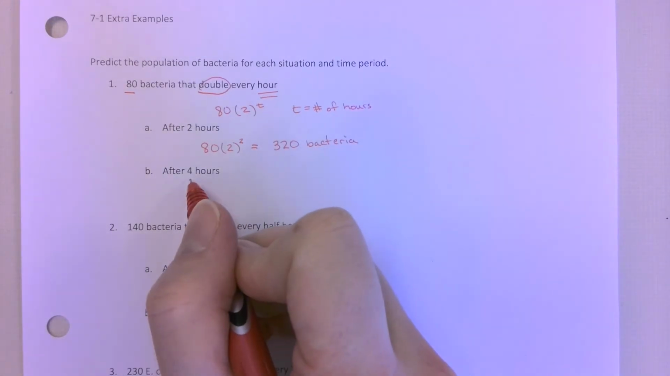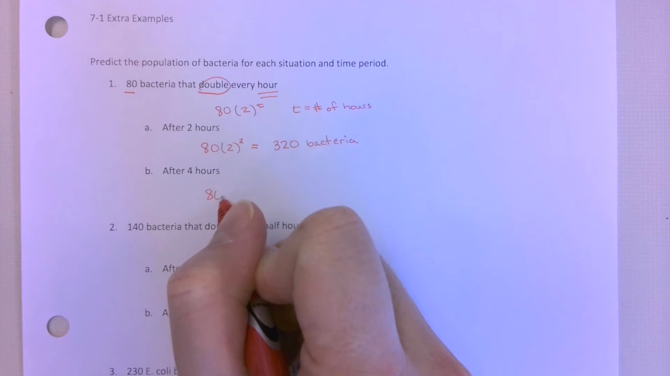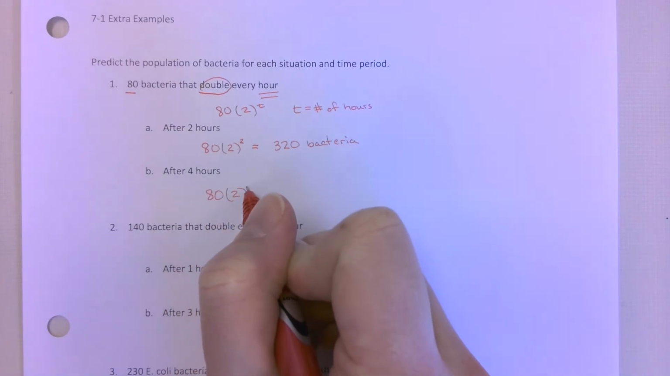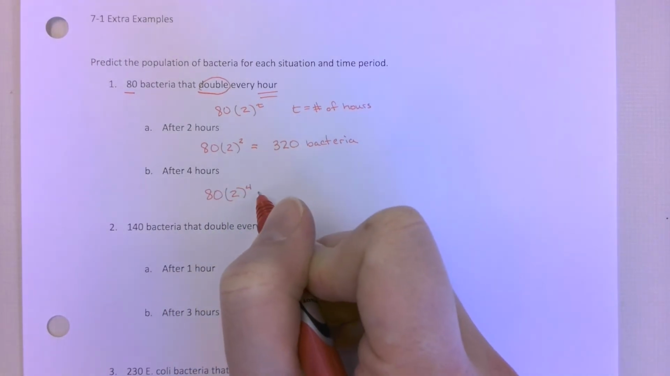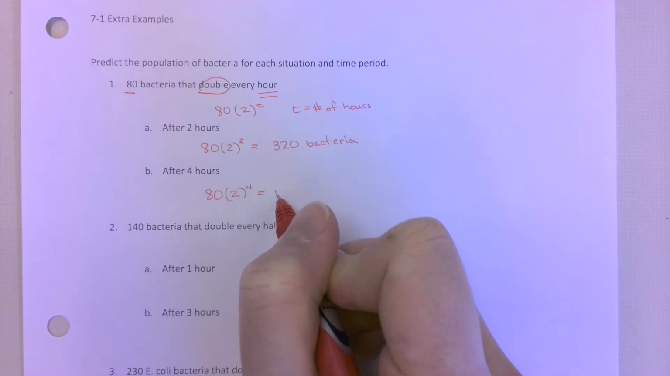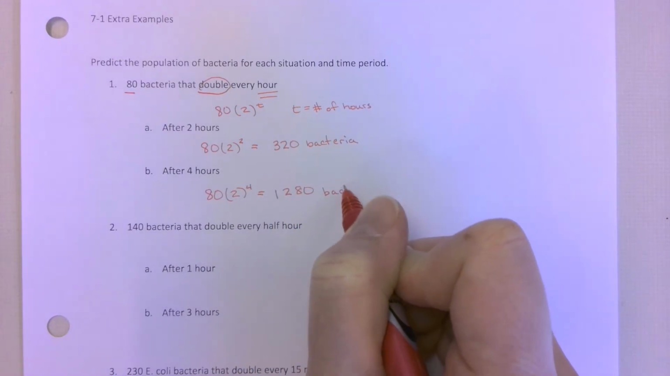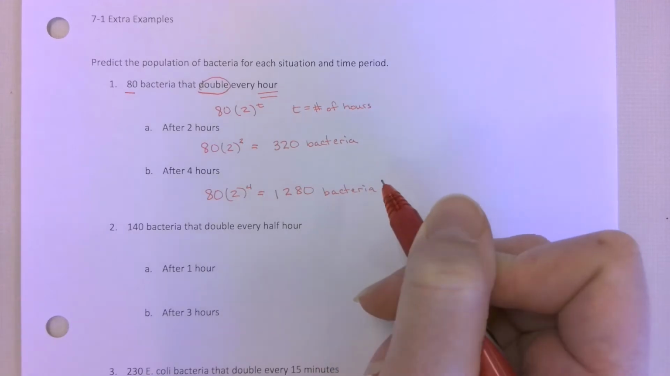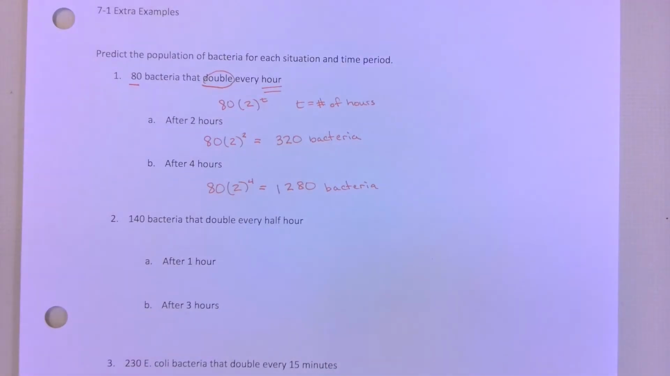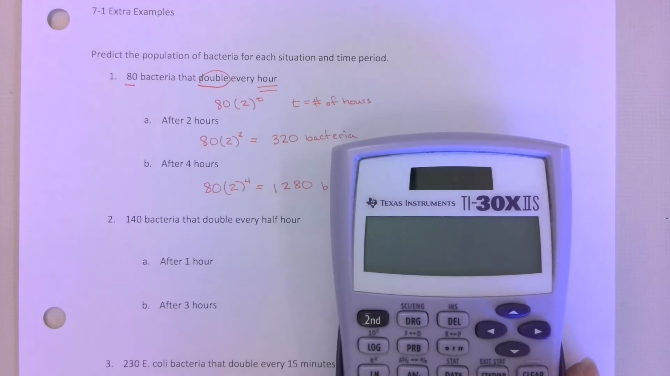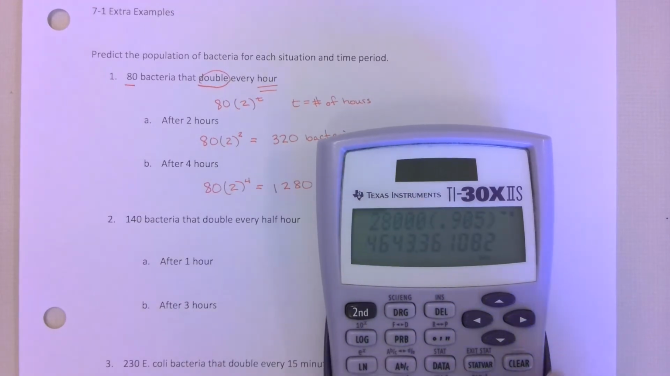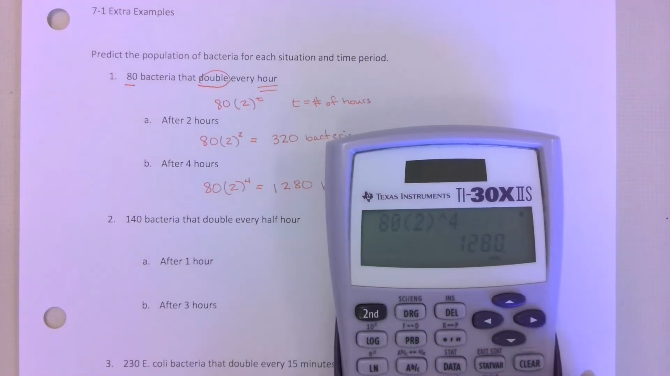All right, when we want to know what happens in 4 hours, we start with our initial amount. It's still doubling, but we do a power of 4 for the 4 hours. We put that in our calculator, we get 1,280 bacteria. Now, when you put these problems in your calculator, scientific knows the order of operations. So we just want to make sure that when we type it in, we type in 80. You don't need parentheses, I just have a habit of it, to the power of 4. And we get that 1,280.